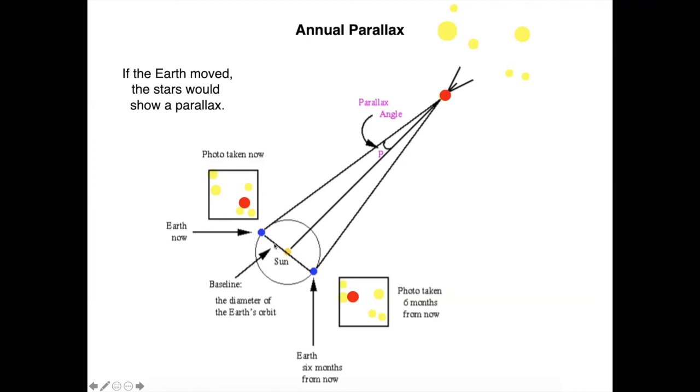In this case, the baseline is the diameter of Earth's orbit. The parallax angle is defined as half of the shift of the star. This is important. It's not the full shift. The parallax is half of the shift.